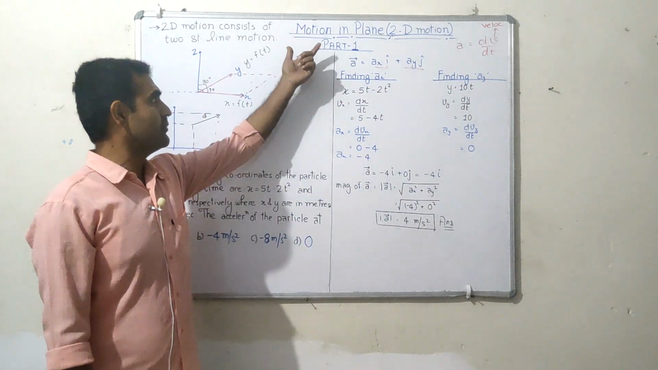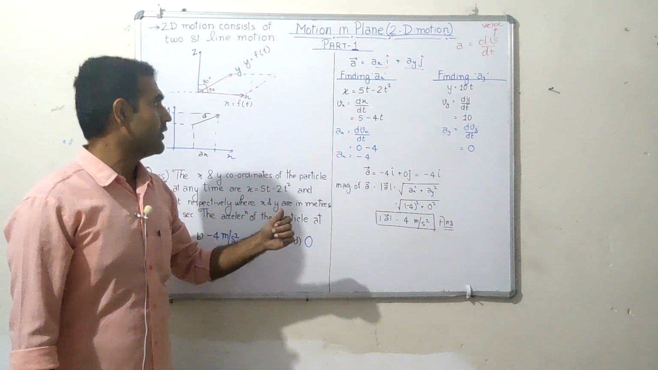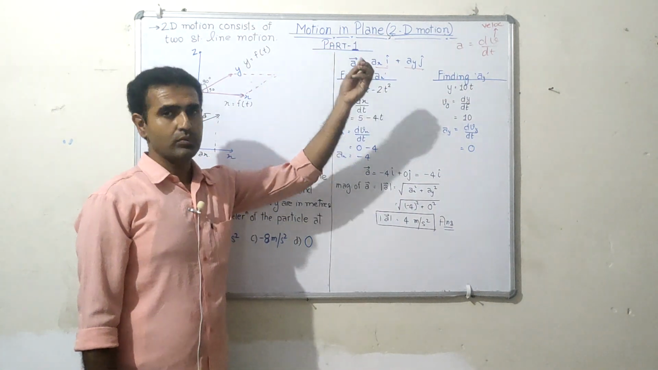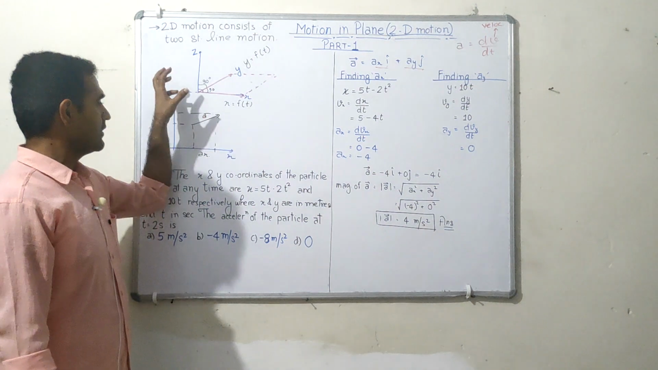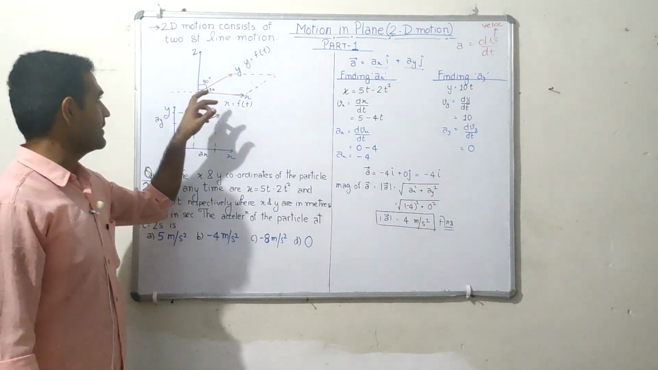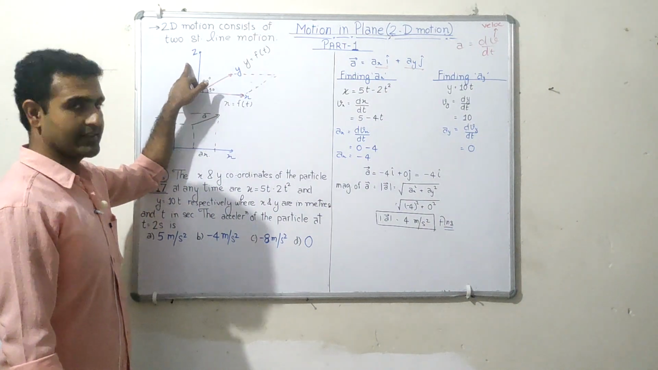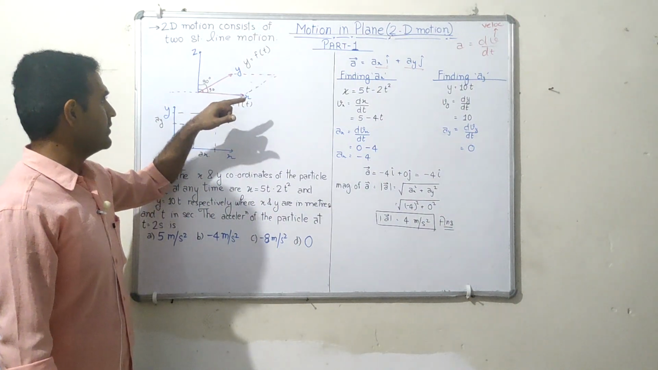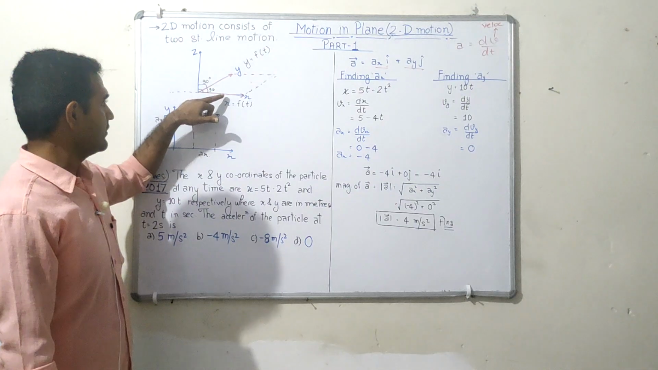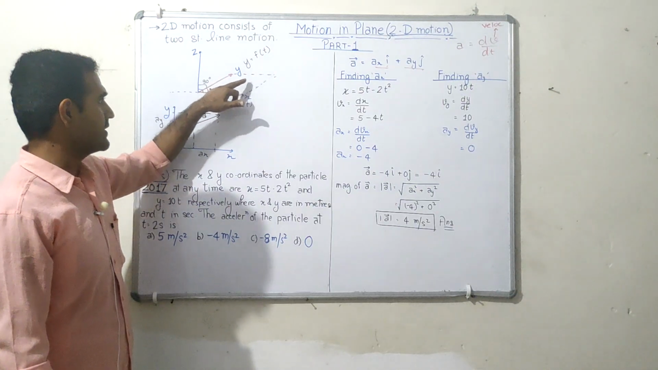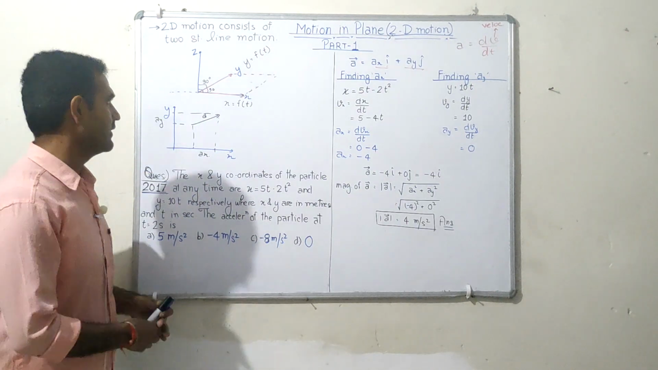Now we will be studying motion in a plane, part 1. When we are talking about a plane, it is a two-dimensional motion. Any three-dimensional space can be considered by three axes, x, y and z axis. So when we talk about motion in a plane, we are talking about two axes. The two axes will constitute a plane.